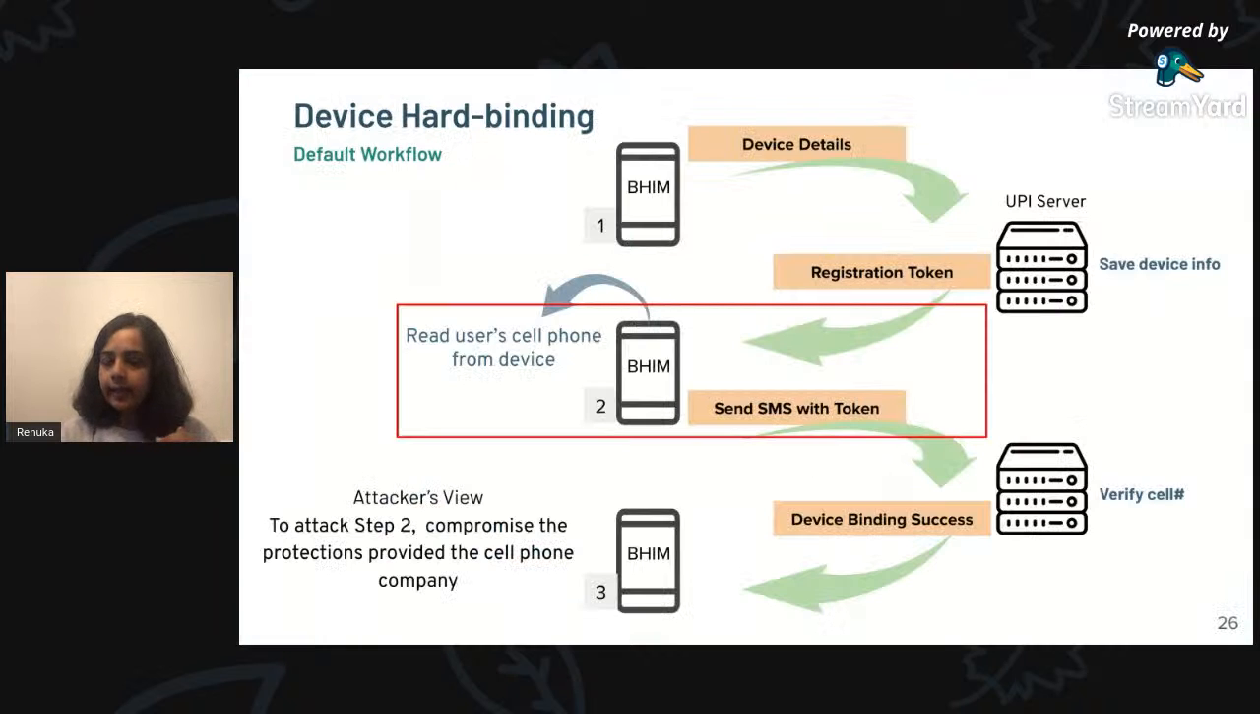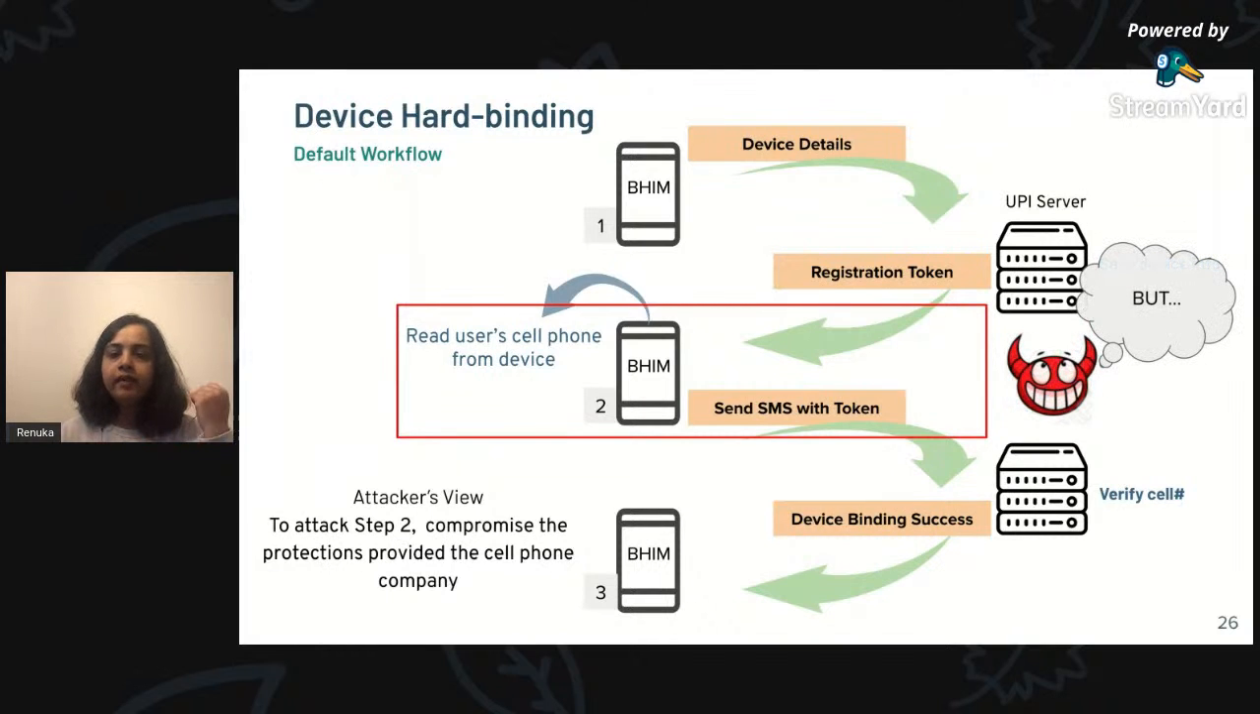Now, from an attacker's standpoint, step 2 of the protocol is rather more secure than a traditional OTP-based verification, because for an attacker to compromise step 2 of the protocol, the attacker has to compromise the protections provided by the cell phone company. So initially, we were stumped at this point. We did not know how to compromise this step. We explored the workflow further, and we found that the makers of UPI had in fact put in an alternate workflow which used an OTP-based verification, which is already proven to be insecure.